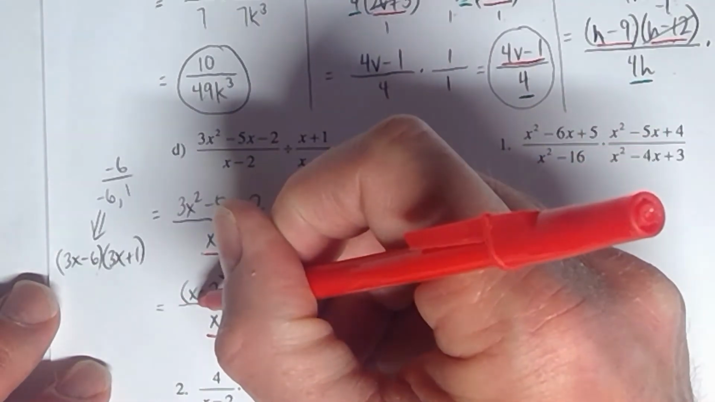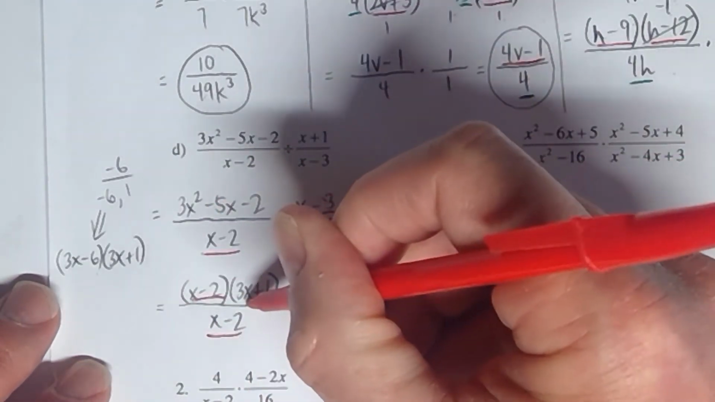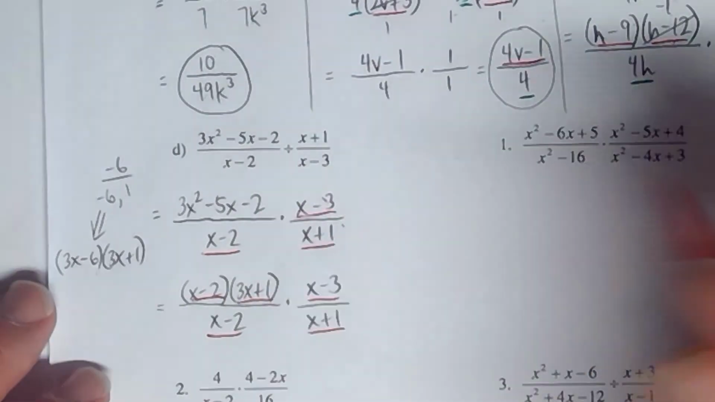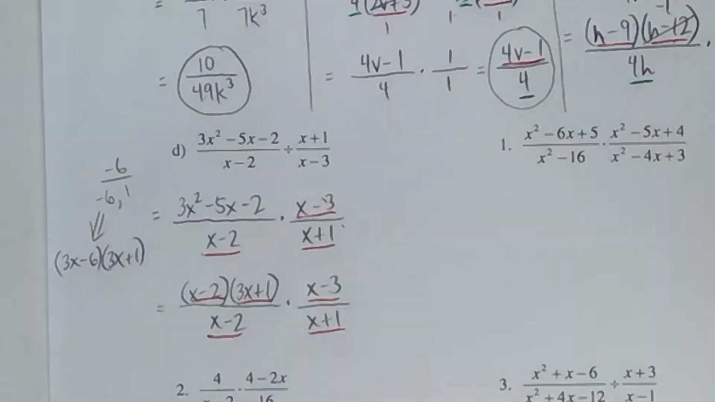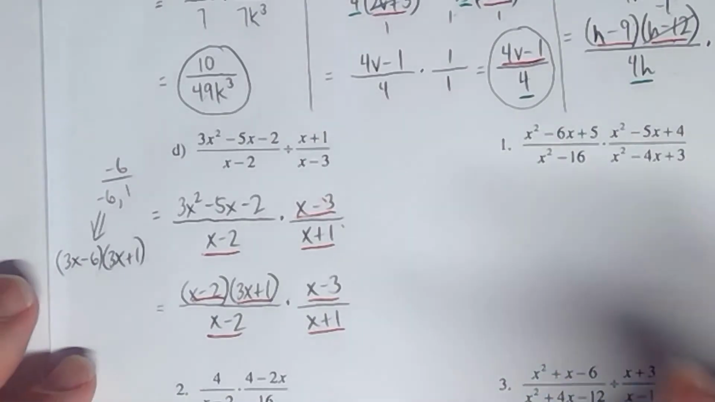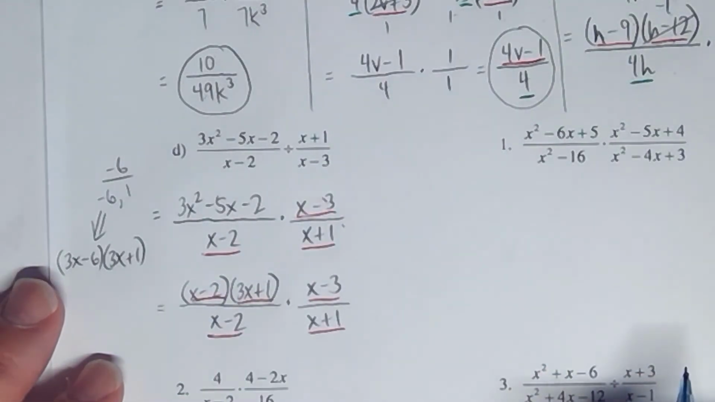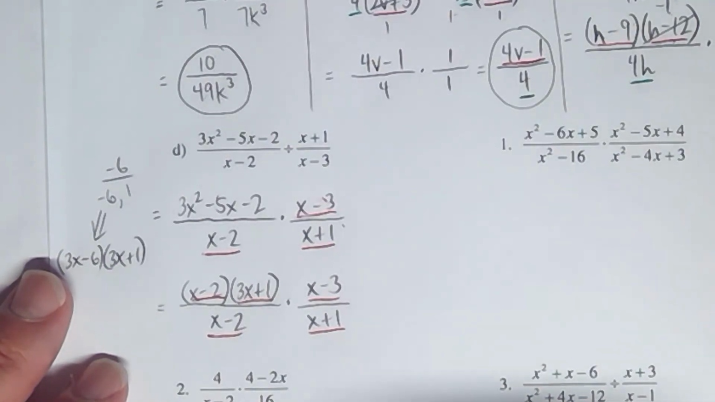Okay, so we're going to get what here? We're going to get x minus 2 and 3x plus 1. And now that I have factored everything and I've identified my factors, I am now ready to cancel whatever I can. And there are no green ones this time, so we skip the green step. No single term factors. But then we cancel the red ones if we can here.